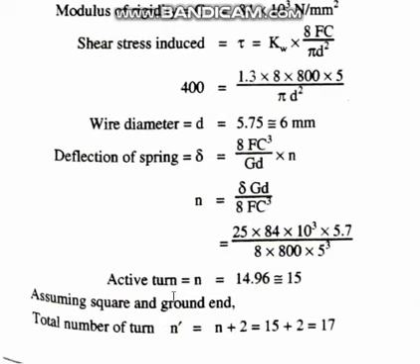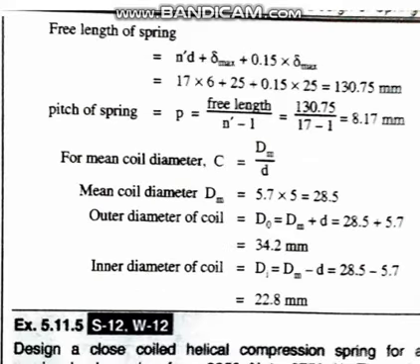Now, they didn't say the end condition, so we are assuming square and ground ends, so n dash is n plus 2. If n is 15, totally it will be 17. N dash is 17. Now the free length of the spring is n dash d plus delta maximum plus 1.15 of delta maximum. So n dash you got 17, d is 6 we got, delta maximum 25 is already given in the question, and then we substitute. So when we are substituting, it comes to 130.75. That is the free length.